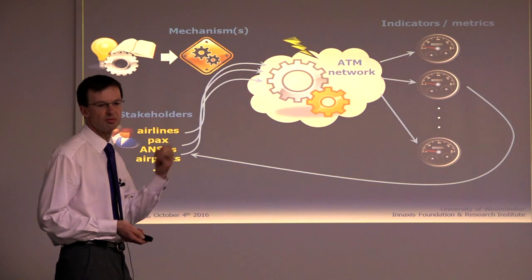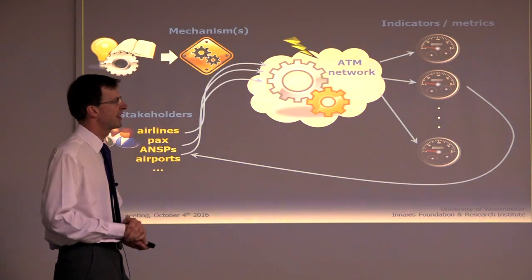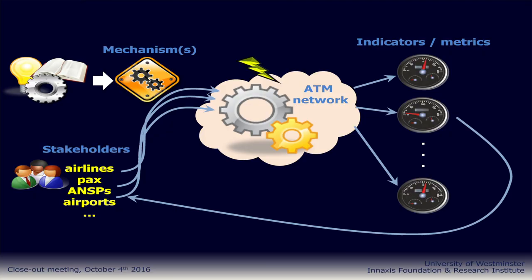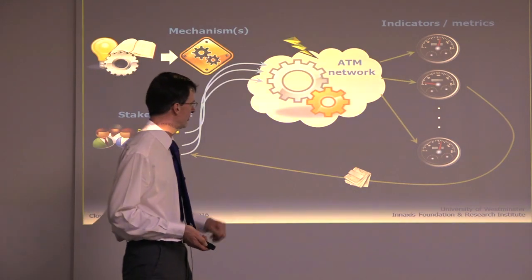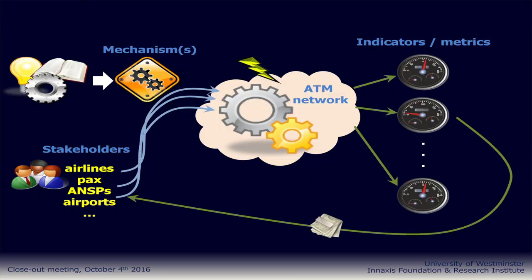Like I say, a mechanism could be something like ACDM. We'll come and explain the four mechanisms we investigated and why subsequently. So this has impacts on the indicators and metrics, hopefully improving performance by having the mechanisms in place. And the stakeholders are then making observance of how well the implementation has improved performance by measuring these metrics. So we might be measuring that by looking at the cost of delay, for example.